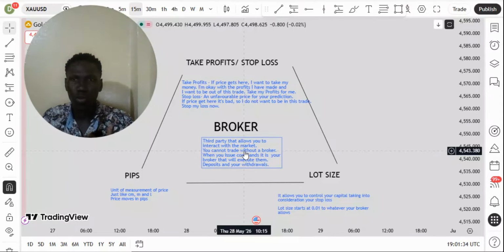So what brokers mean is that when you issue buy and sell commands, the brokers have to execute them on the market, right? So you have to deposit into your broker's account, and then you take your trades. When you make profits, you withdraw from your broker's account. Right? That's how it works. So they are the ones that would be executing trades on your behalf. Yeah. So that will be the end of today's video.